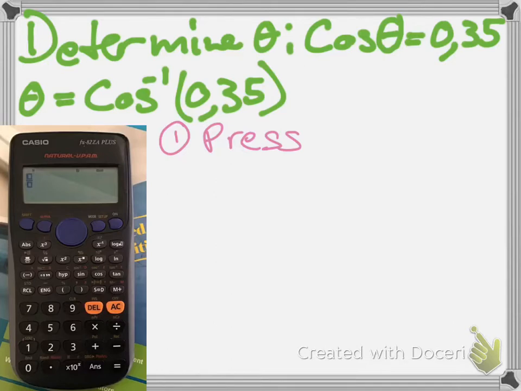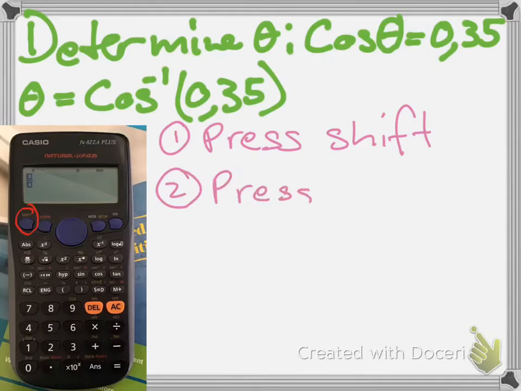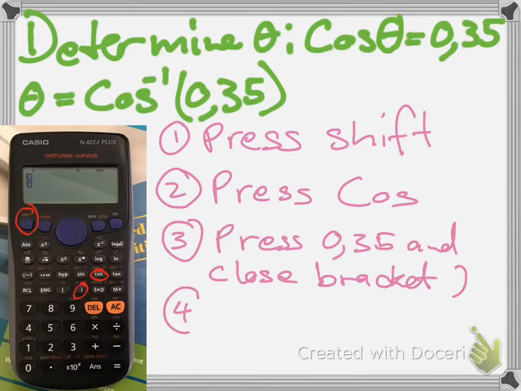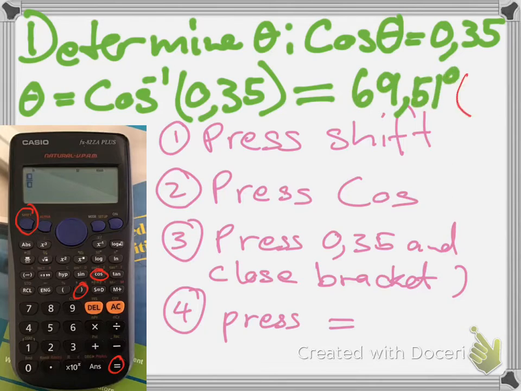0.35. So you take your calculator, you press shift first, and then you press your cos button, and then you press your number 0.35, and you close the bracket, and you press the equal sign. The answer will be 69.51. This is now the size of angle theta. So the angle will be 69.51 degrees. Remember to put the degree sign there. This is also rounded off to 2 decimal places.